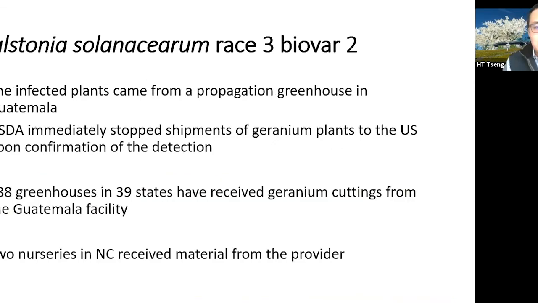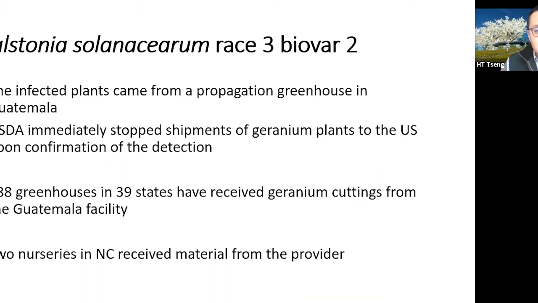So what happens when they find this disease? The infected plants came from a propagation greenhouse in Guatemala. That's what Michigan found. Once USDA determined it is this pathogen, it immediately stopped shipments of geranium plants to the US upon confirmation. As you can imagine, it takes time to collect samples and do the molecular diagnostics on this. During this period of time, there were already 288 greenhouses across 39 states that had received the geranium cuttings from the Guatemala facility.